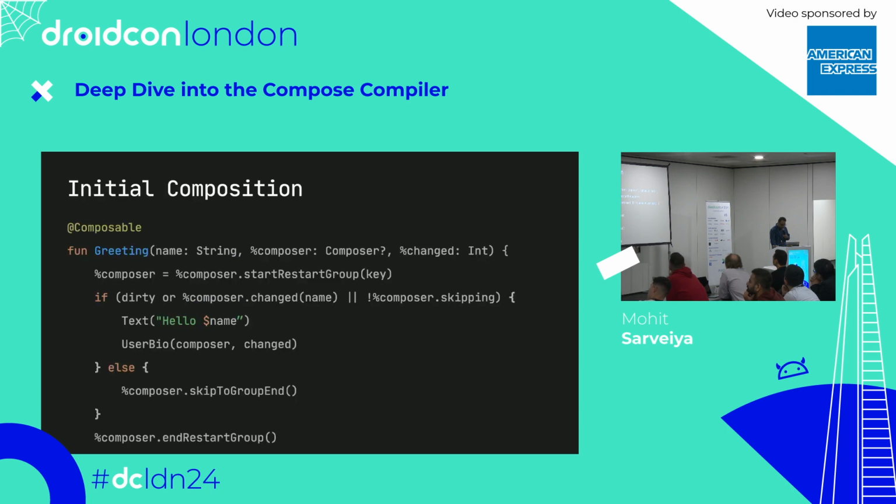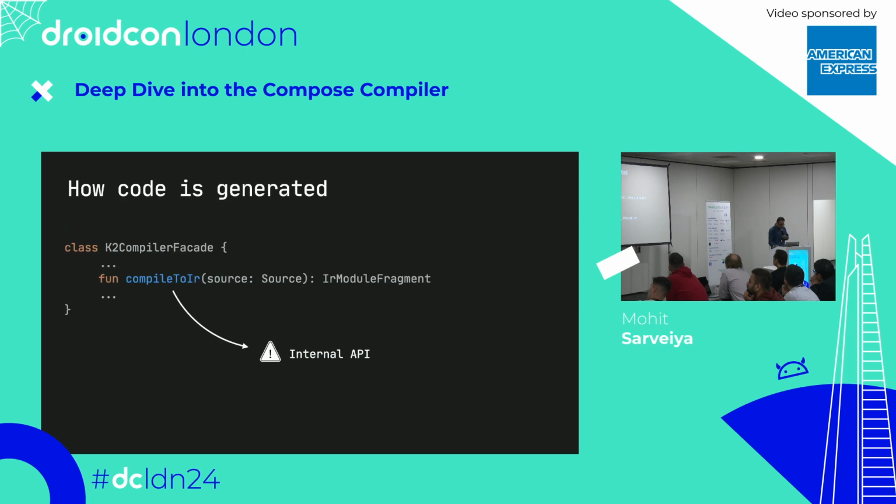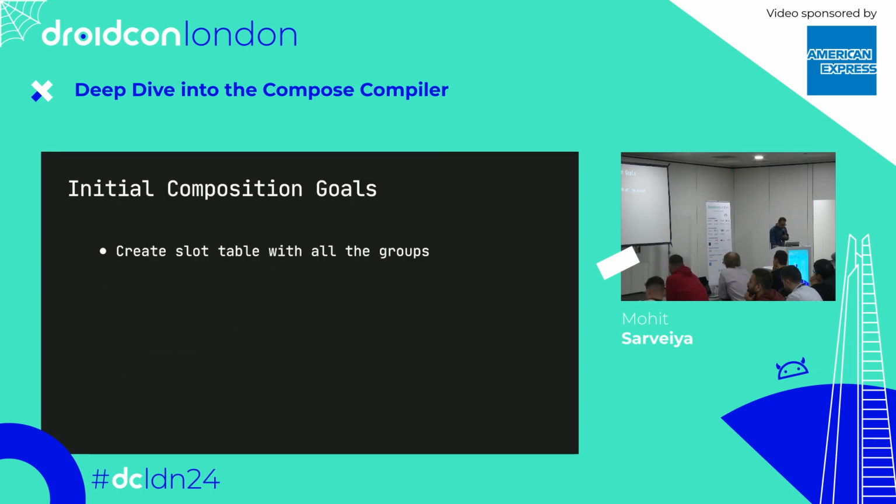I want to skip this. This is good stuff too. This right here is a facade that hooks into the compiler. The compiler has APIs now to do analysis. So I won't go over that. What I will go over is how the slot table is created.